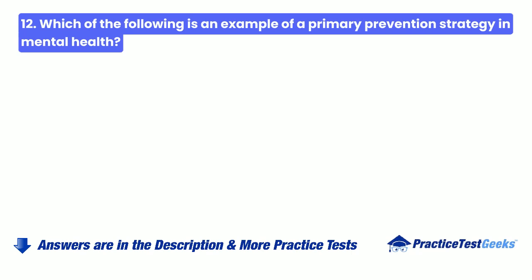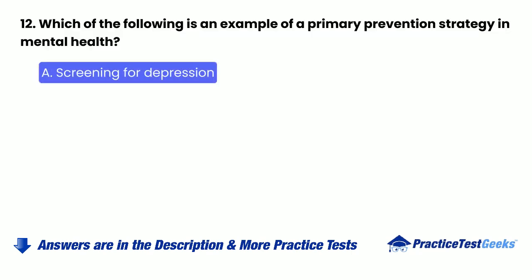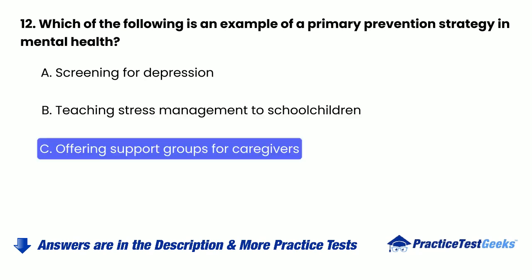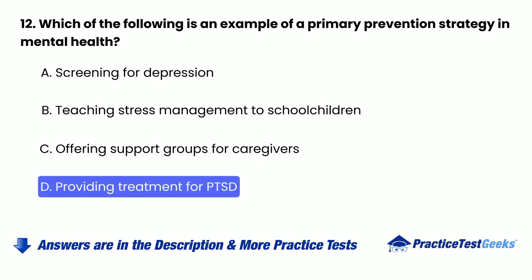12. Which of the following is an example of a primary prevention strategy in mental health? A. Screening for depression. B. Teaching stress management to school children. C. Offering support groups for caregivers. D. Providing treatment for PTSD.